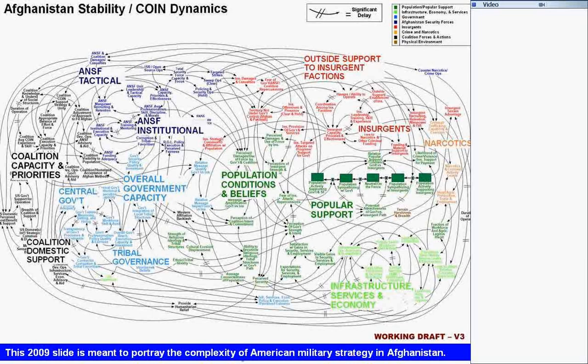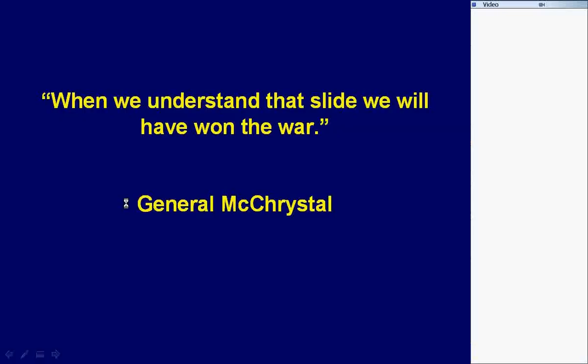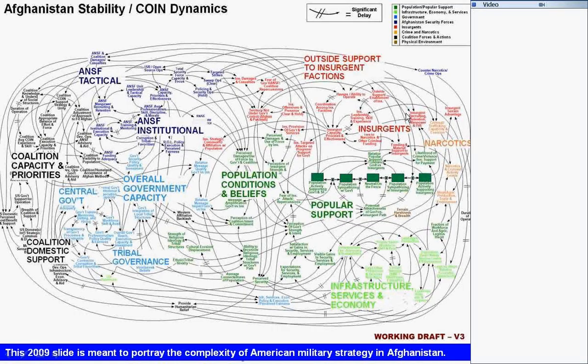So, a couple of last slides. This is a diagram which I saw in the New York Times. This is the picture, I don't know how the New York Times got this, about the situation in Afghanistan. And I looked at it, and it is the most complex thing that I've ever seen in my life. This was generated by General McChrystal, who was eventually fired by Obama. And he said, when we understand that slide, we will have won the war. And I think that's why they're never going to win the war, because you can't understand this diagram. Well, I hope that my talk is not as complicated as this diagram.